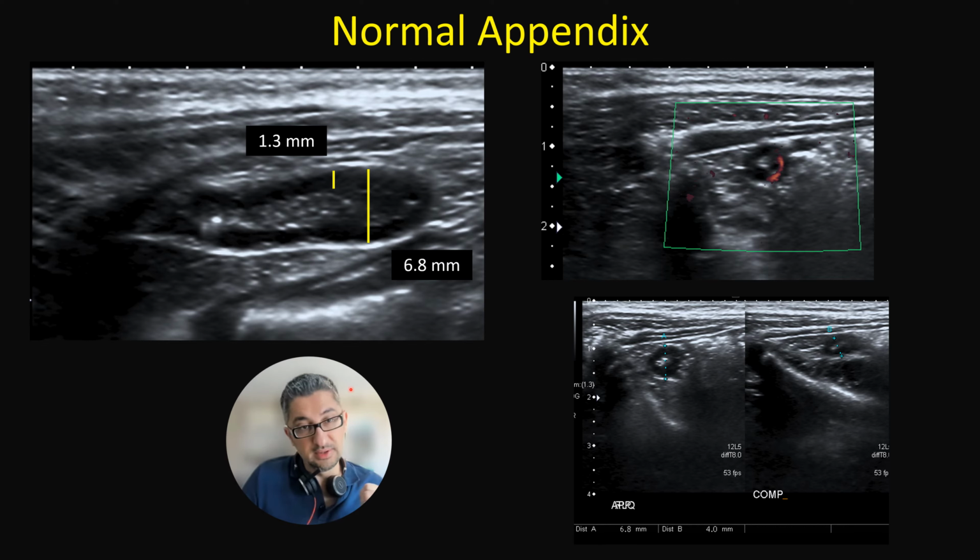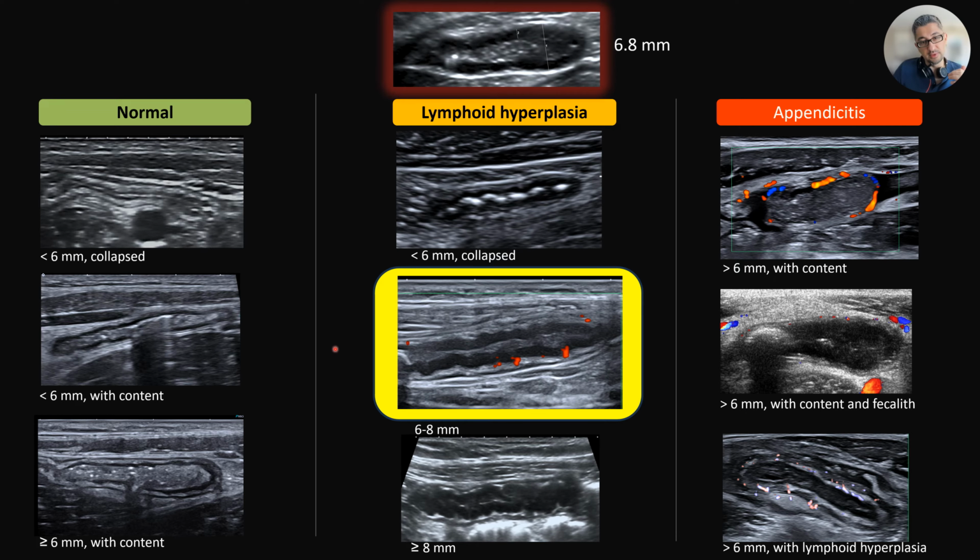Another normal appendix with lymphoid hyperplasia here. The appendix is measuring up to 6.8 millimeter, and the lamina propria, the inner hypoechoic layer, is 1.3 millimeter. Some vascularity, but it's not hyperemia. There is no surrounding echogenic fat, no lymphadenopathy, no fluid collections, and it's compressible. So this patient falls into the category of hyperplasia, with the appendix measuring between 6 and 8 millimeters.